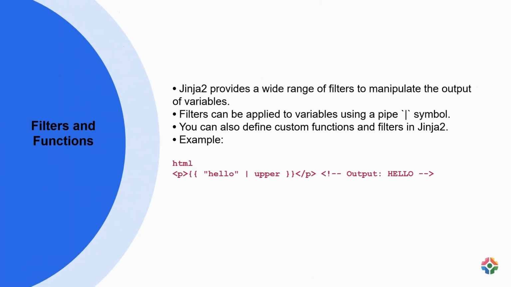In Jinja2, filters are tools used to modify the output of variables. These filters can be applied by using the pipe symbol, followed by the filter name. Jinja2 comes with a variety of built-in filters, such as upper, which converts text to uppercase. For instance, in a Jinja2 template, "hello" piped to upper would output HELLO, as the upper filter converts the text hello to uppercase. Furthermore, Jinja2 allows the creation of custom filters and functions, enabling users to tailor their templates to specific needs.